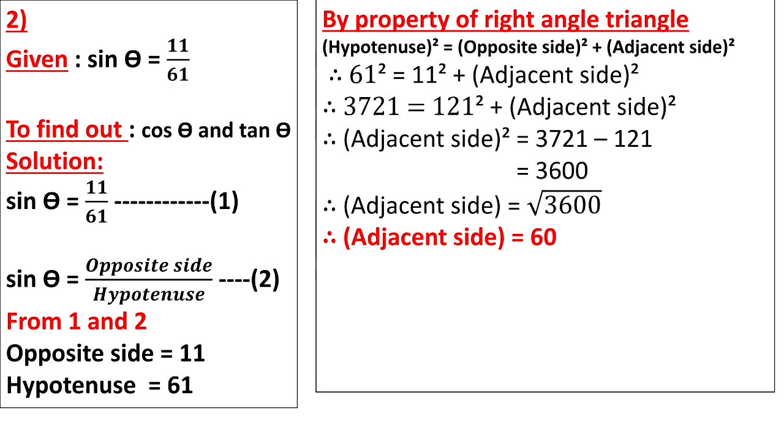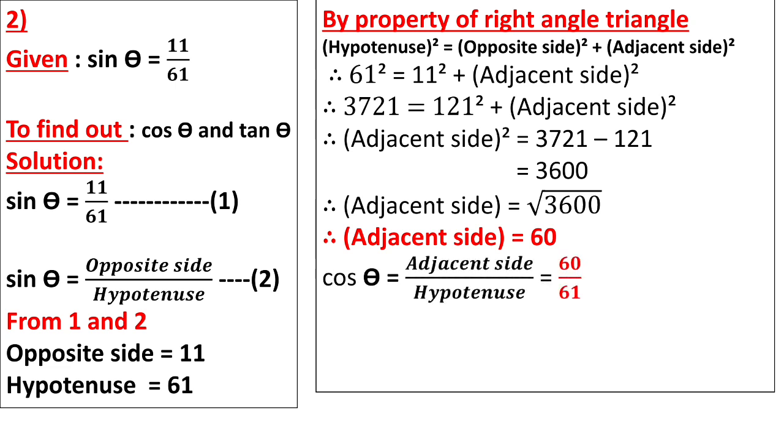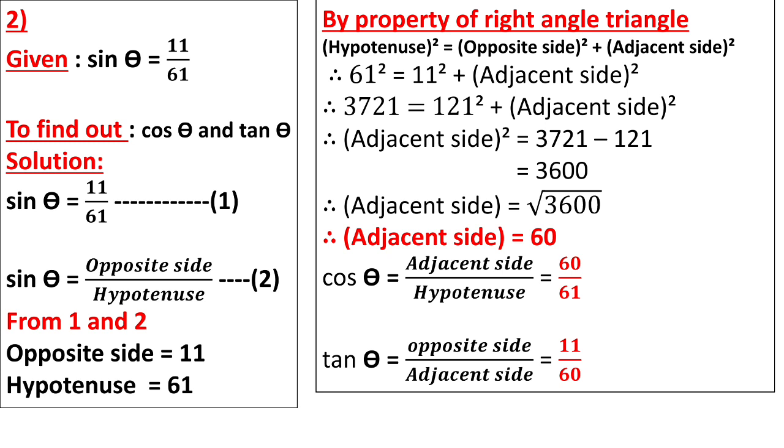Now the ratio which we have to find is cos theta, and the cos theta ratio is adjacent side upon hypotenuse, and the adjacent side we got is 60 and the hypotenuse was 61. So cos theta equals 60 upon 61. In the same way, the tan theta ratio is opposite side upon adjacent side, equal to the opposite side, which was given as 11, and the adjacent side we got is 60. I hope you have understood the second sum.